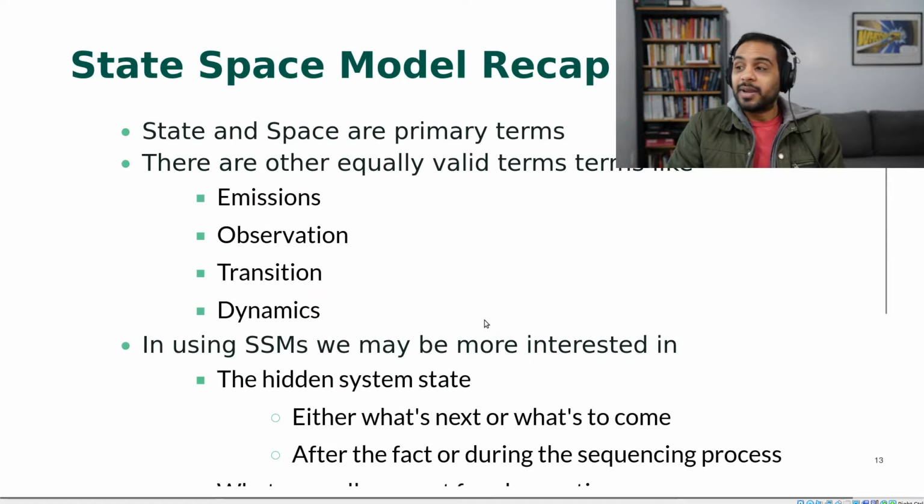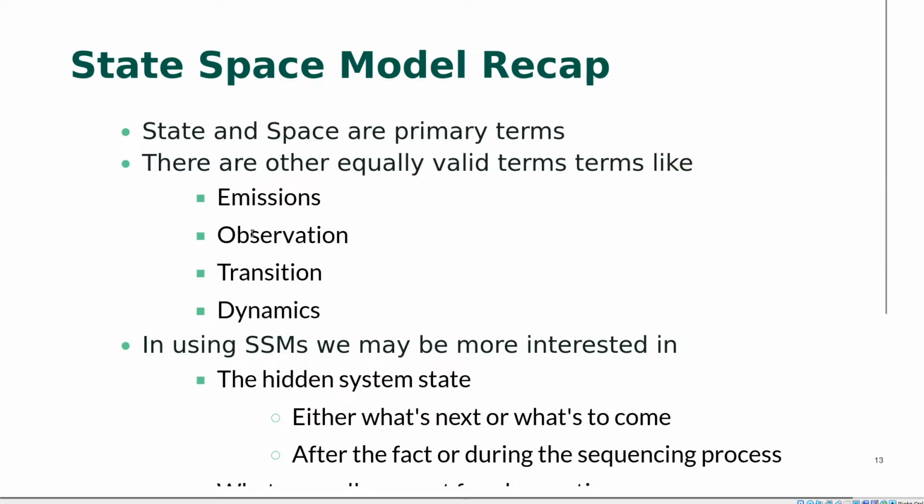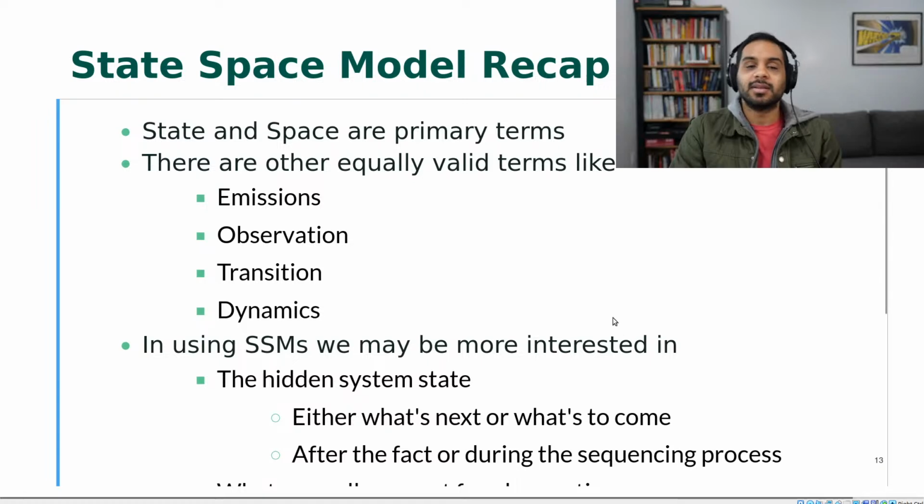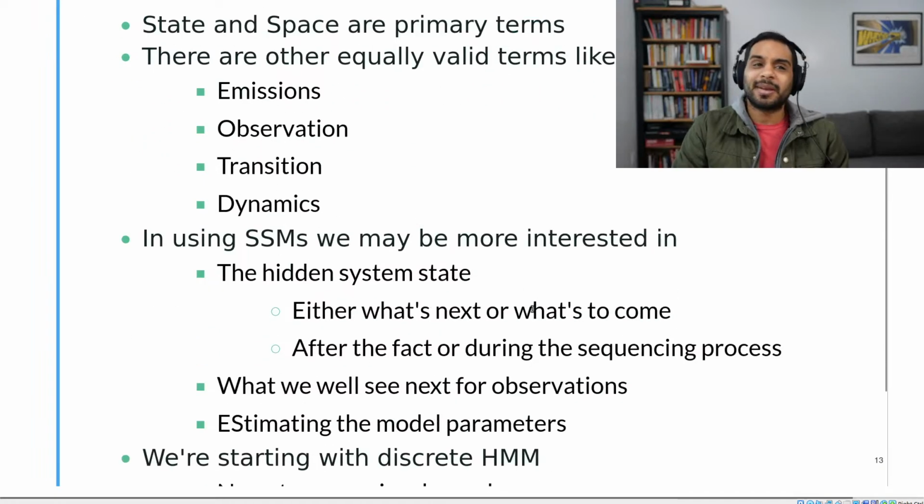So, our state space model recap. This is our last recap for today. State and space, as the name implies, are the primary terms. There are other equally valid terms: emissions, observations, transitions, dynamics. We're going to hear all these words over and over again. I'm going to make flashcards for them so I remember.